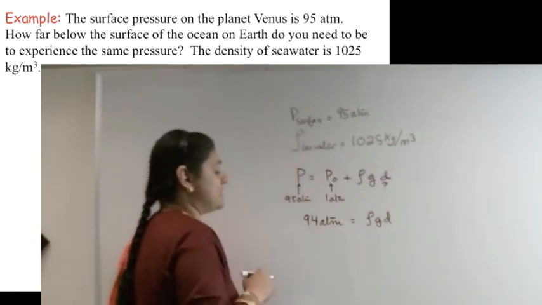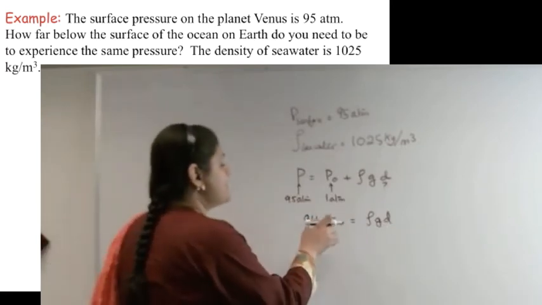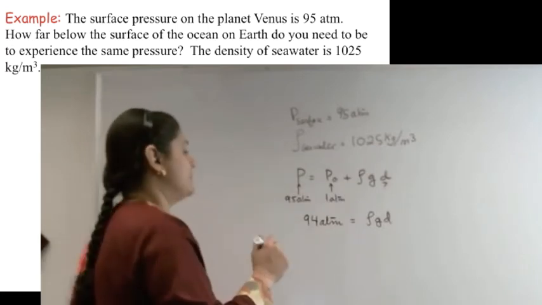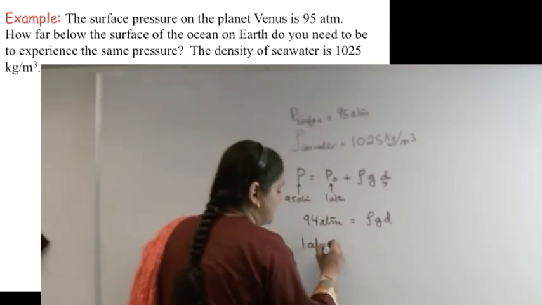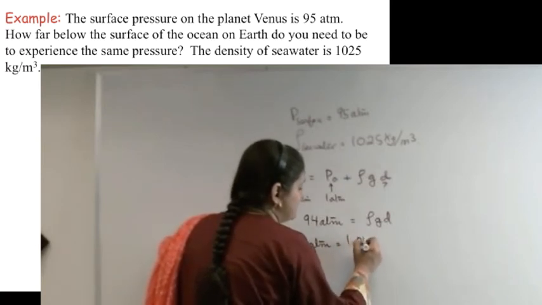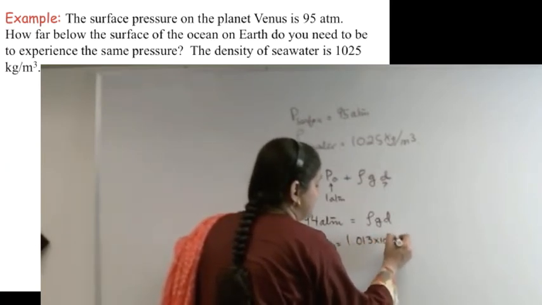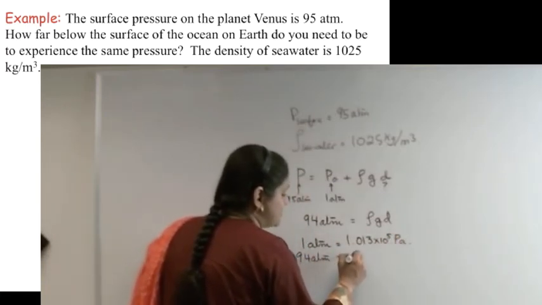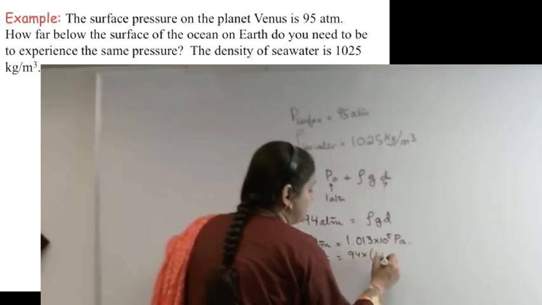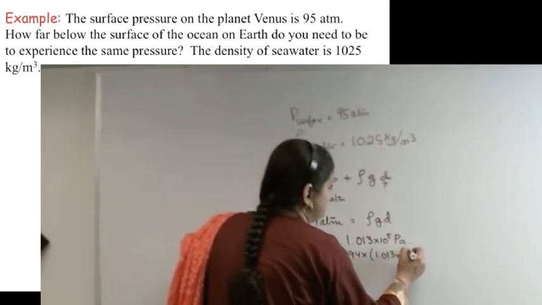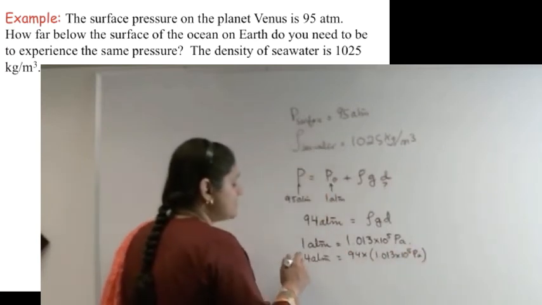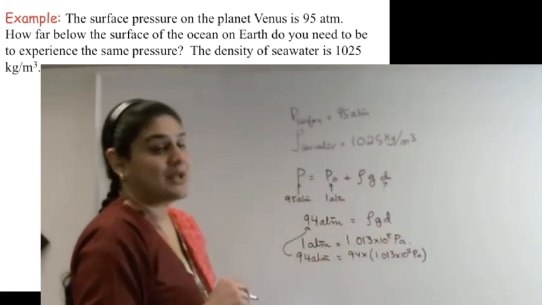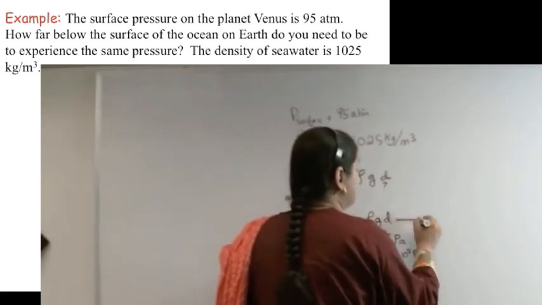However, you cannot use atmospheres in order to calculate stuff. So what you need to do is convert this atmosphere into pascals. You'll do the opposite of what we did before. 1 atmospheric pressure equals 1.013 times 10 to the 5 pascals. So 94 atmospheres should be 94 times 1.013 times 10 to the 5 pascals, right? You're going to plug that value in here. You are given rho, you are given g. Can you calculate D? And the answer is absolutely you can calculate D.